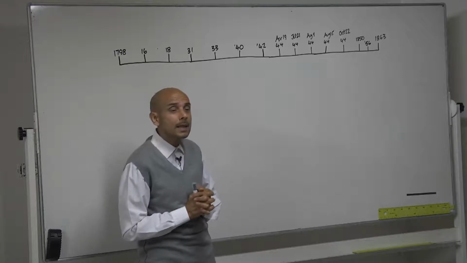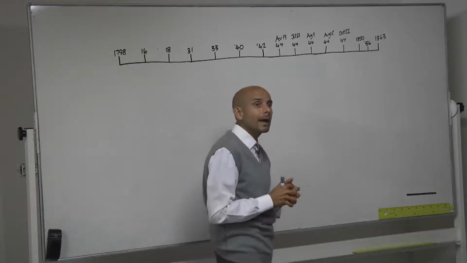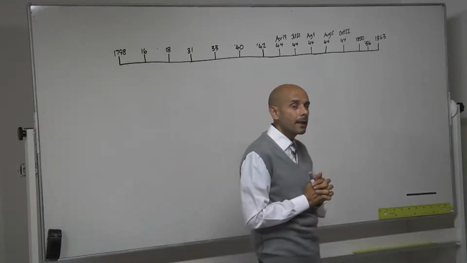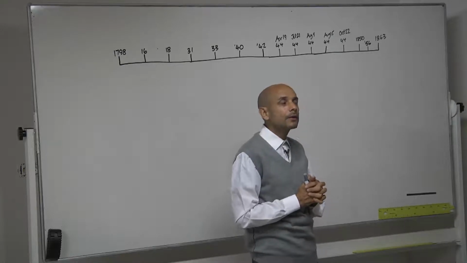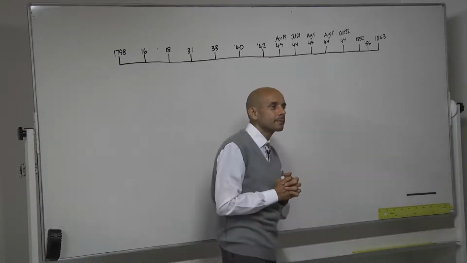Yes? Brother Carl? How many rules are there? There are 14 rules. Good.